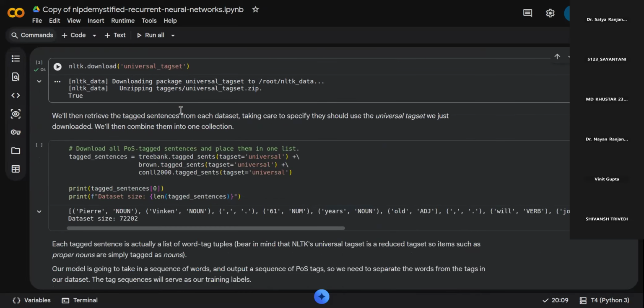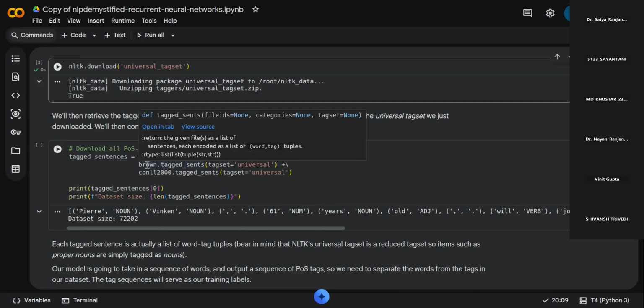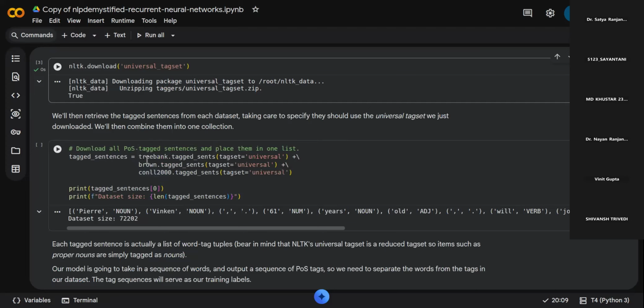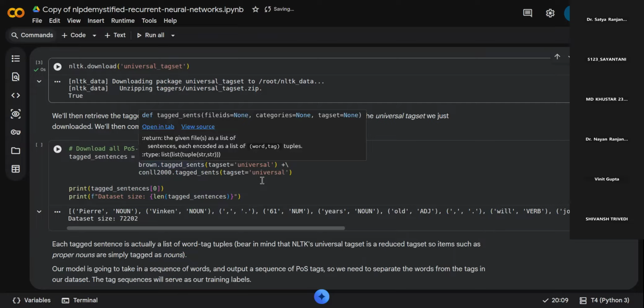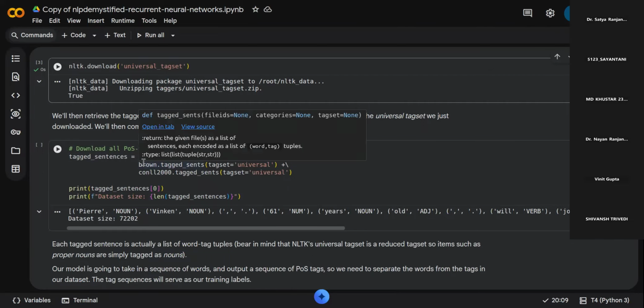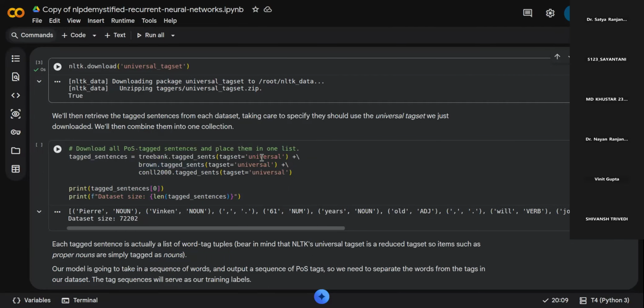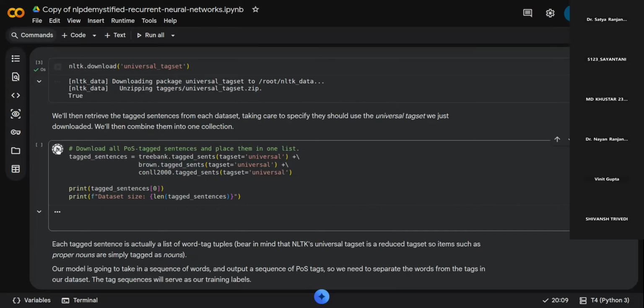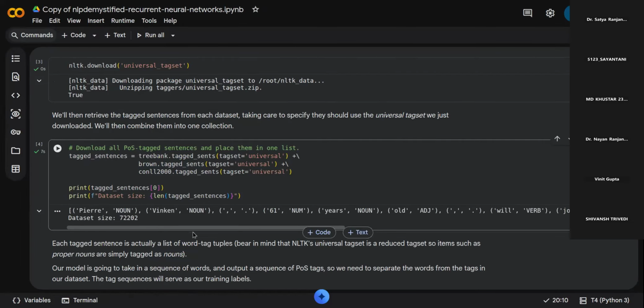corpora. Okay, so to do that, first just download all the POS tags, treebank tagged sentences, and apply the universal tag set for all these three downloaded data sets. So just apply that. And if you want to see one element of that data set, let's see what it contains.